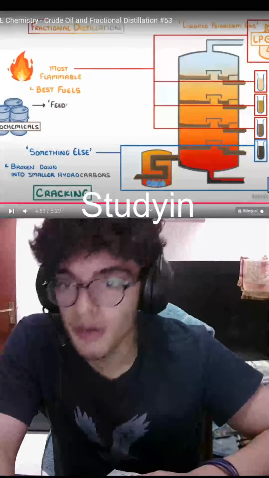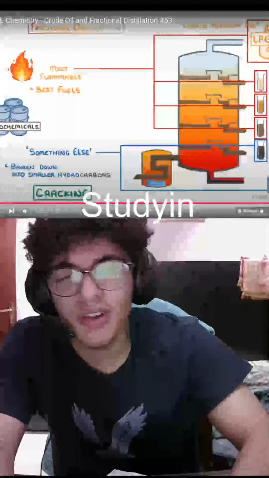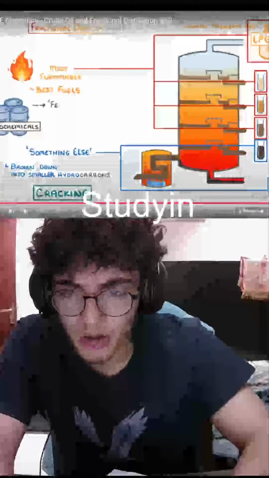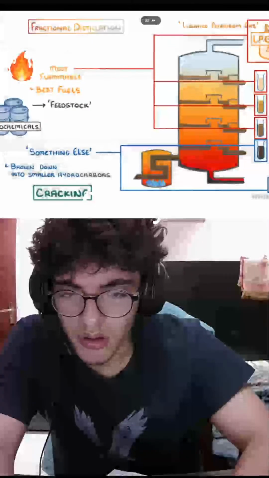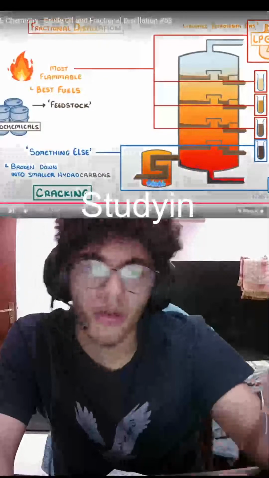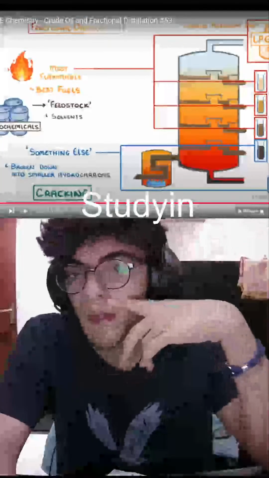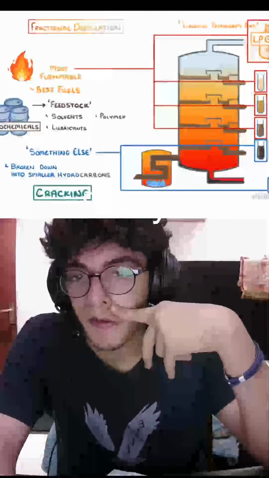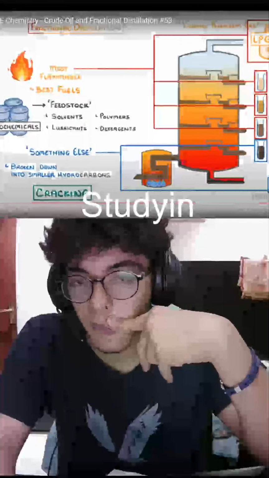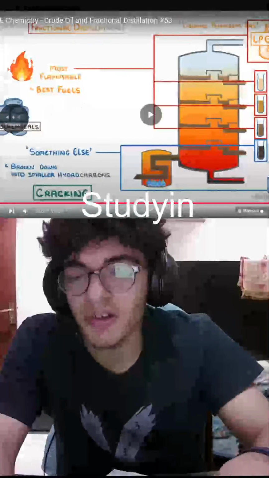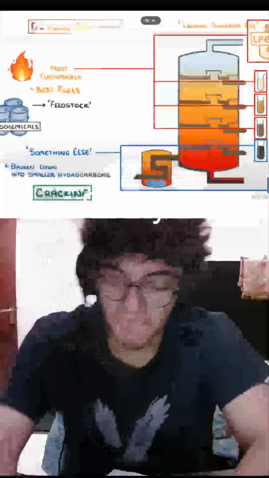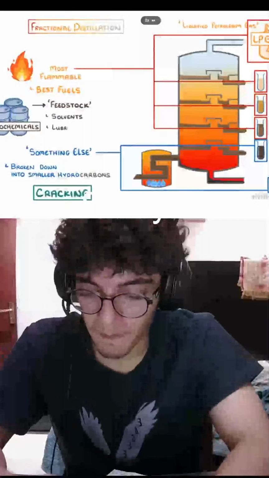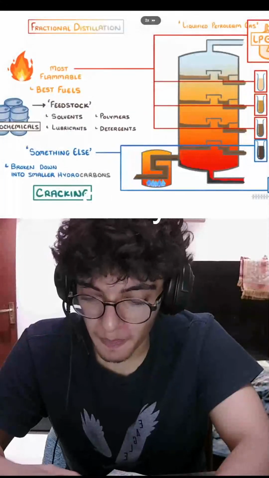Substances that we get from crude oil can also be used as feedstock, which just means raw materials for the petrochemical industry. Oh, raw materials for the petrochemical industry. These usually make things like solvents, lubricants, polymers, and detergents.